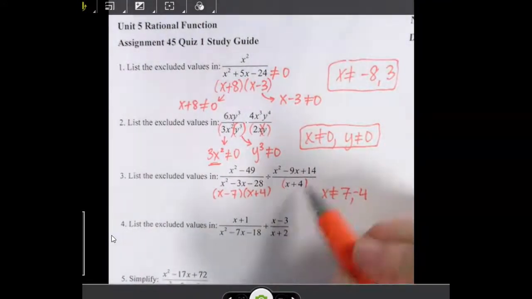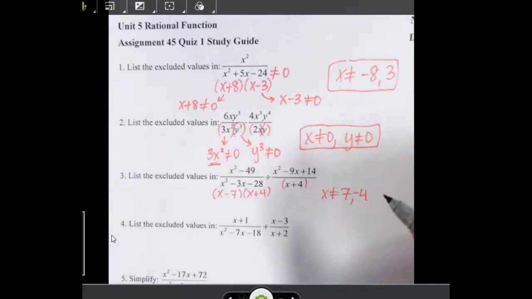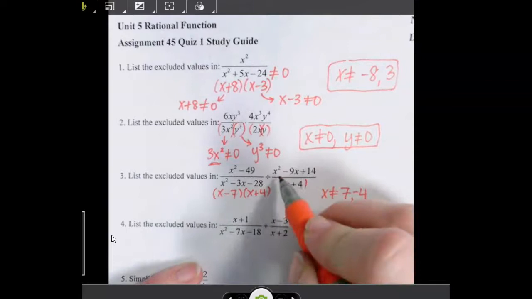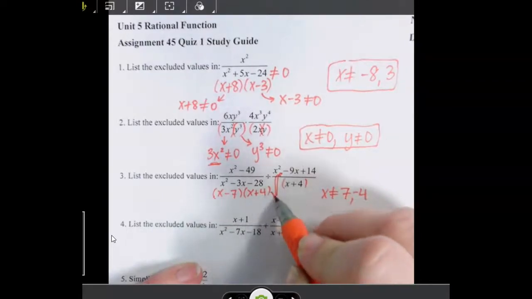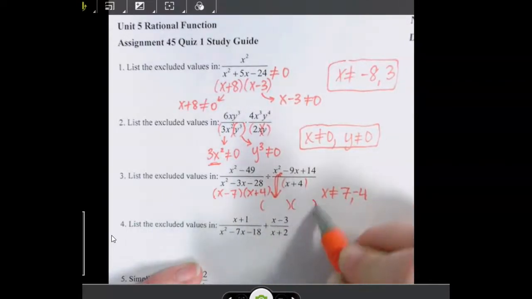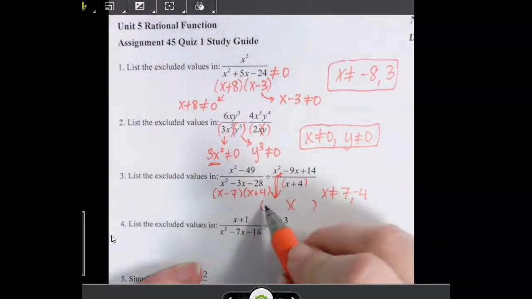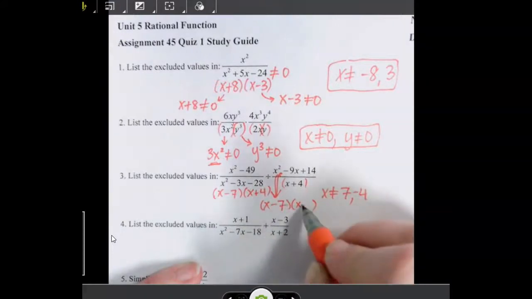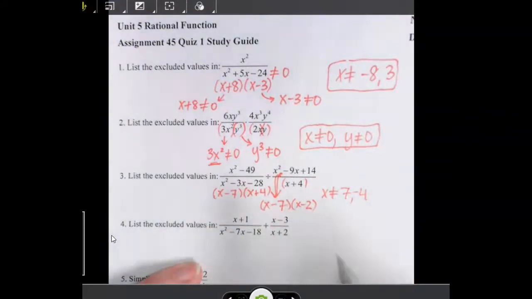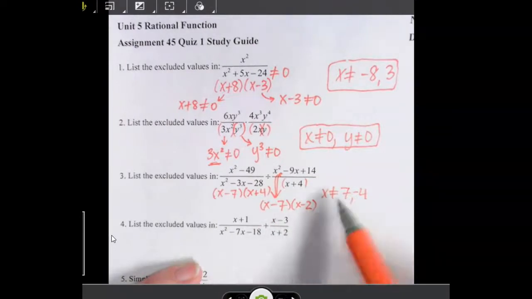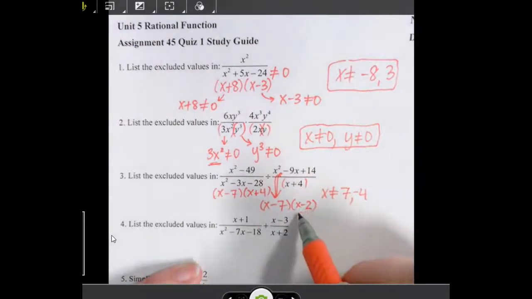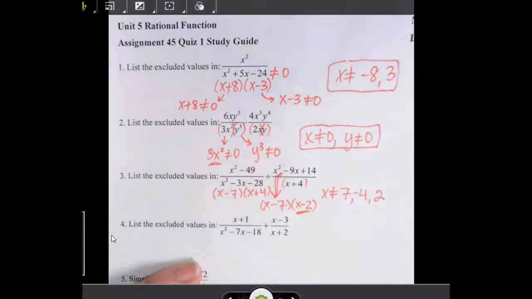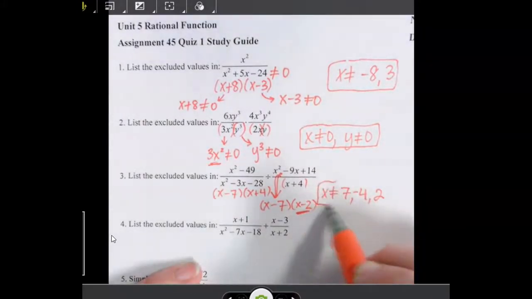But we also have to consider what the new denominator will be when we flip the second fraction and write the reciprocal. So the x squared minus 9x plus 14 would become a new denominator. So let's factor that and see what we get. All right. So factors of 14 that add to negative 9 would be negative 7 and negative 2. So we already have the excluded value of 7. We don't need to list it again. But this factor gives us an additional excluded value, which is positive 2. So we have to add that to our list as well.